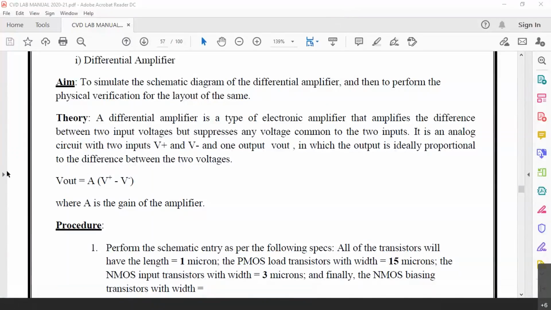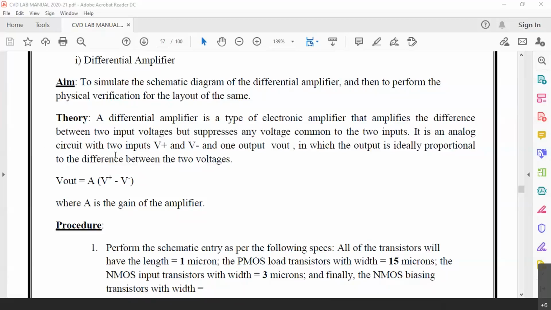So today's experiment is the differential amplifier. A differential amplifier is a type of electronic amplifier that amplifies the difference between two input voltages but suppresses any voltage common to the two inputs. You'll have to revise some of your learnings from the 4th semester in linear integrated circuits, because that is where you studied the operational amplifier in detail.